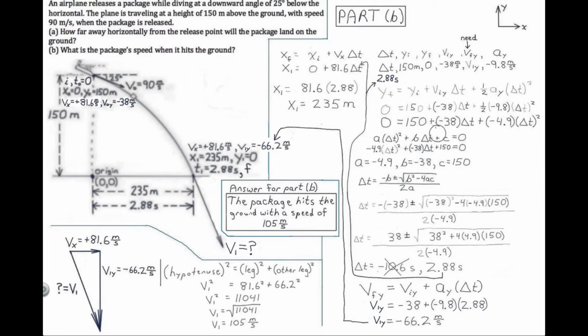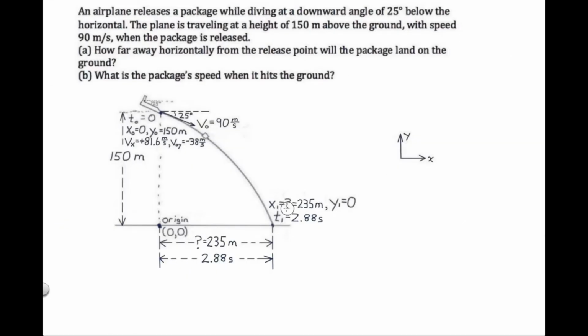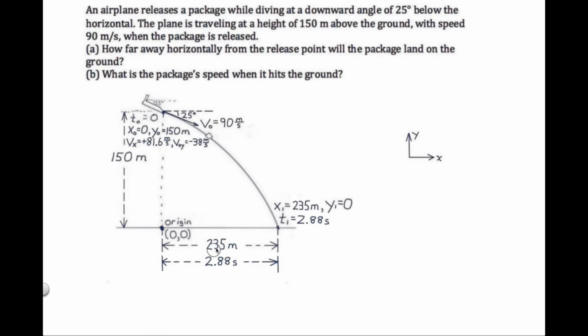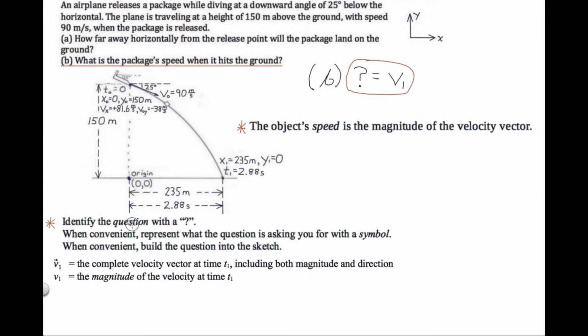Here's a summary of the solution for part B, and now let's discuss this part of the solution step by step. These question marks in our sketch refer to the question for part A, which we've already answered. So let's erase those question marks for our work for part B. Now we're ready to identify what the question for part B is asking us for. Part B asks us for the package's speed when it hits the ground.